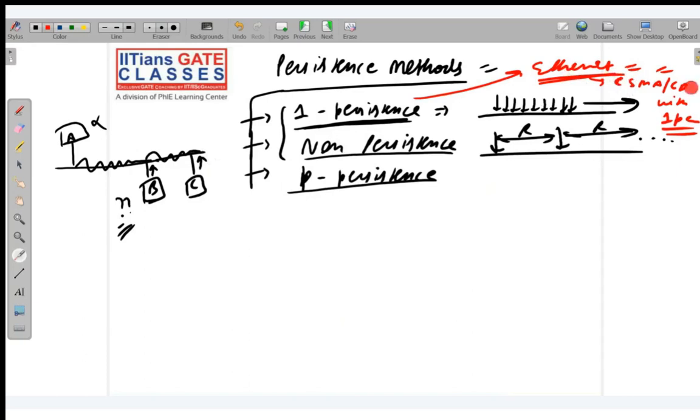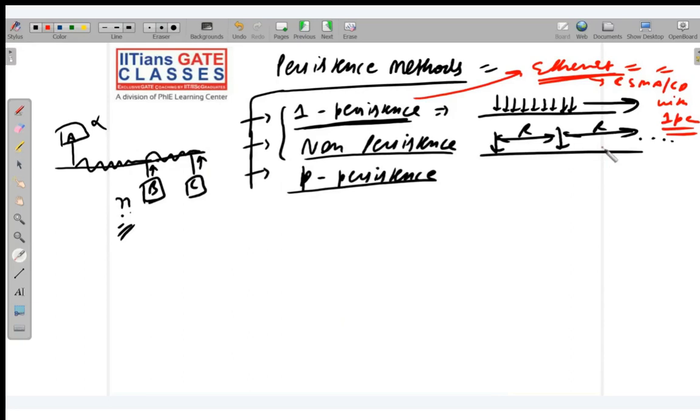And please write it. Ethernet LAN uses, don't worry, what is Ethernet? I will tell you. But please write it. This point has been asked in GATE. Ethernet LAN uses CSMA CD with one persistence method.